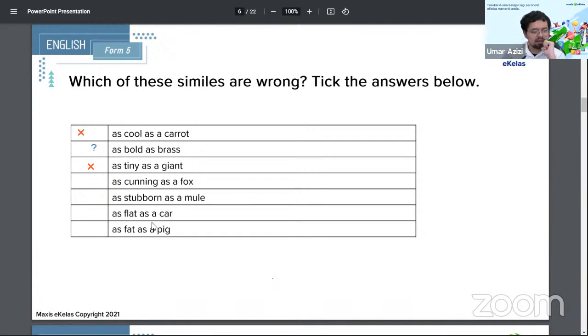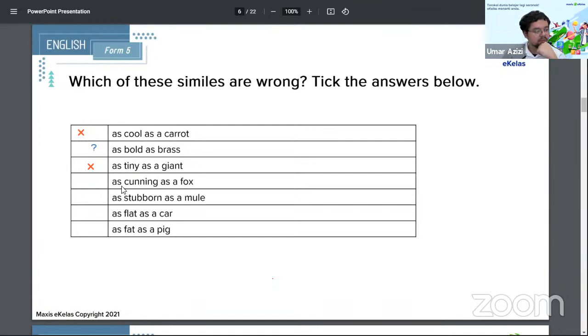Right. As flat as a car? Wrong, Aina says. And Loma says, nope, it's wrong. All right. As fat as a pig. Is that right or wrong? Last one. How large are pigs? Have you seen the Korean movie about the pigs? The huge mega ones? Hi, Nurin Sabrina.